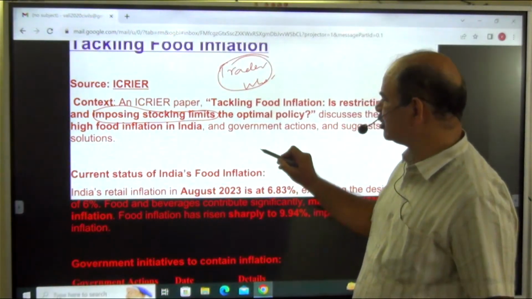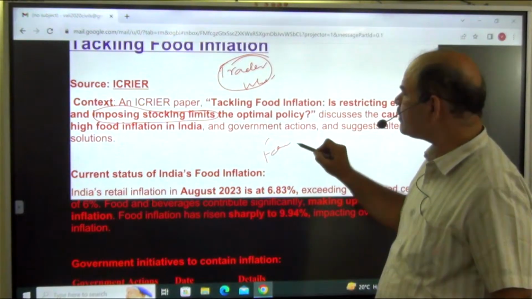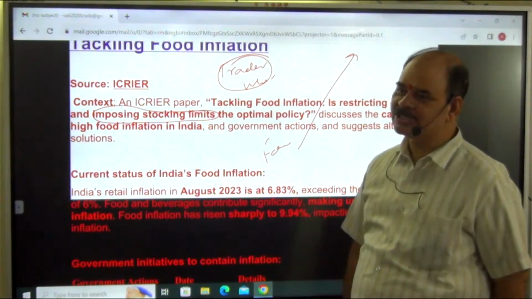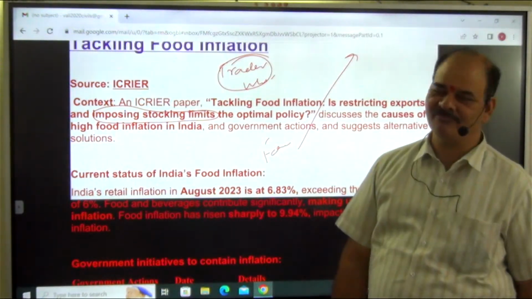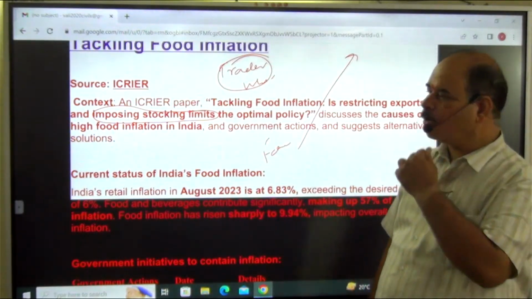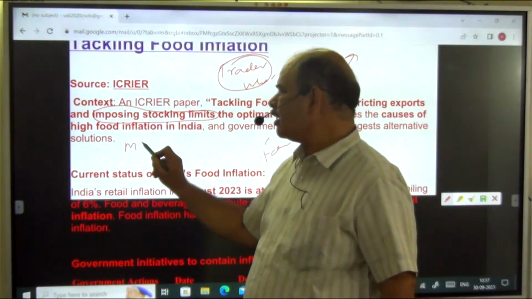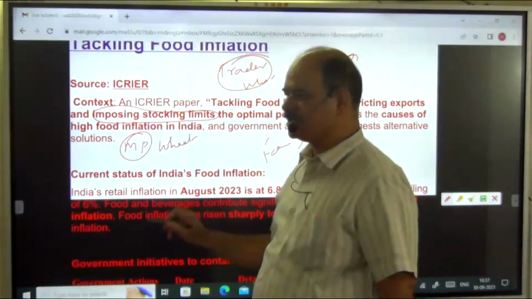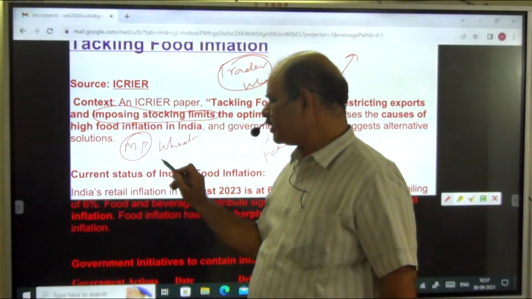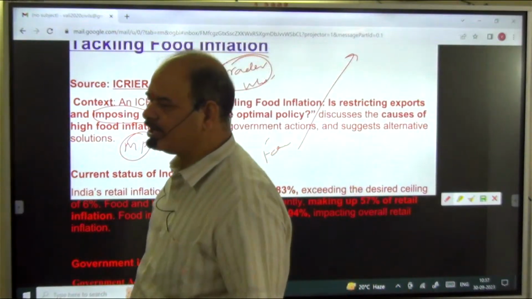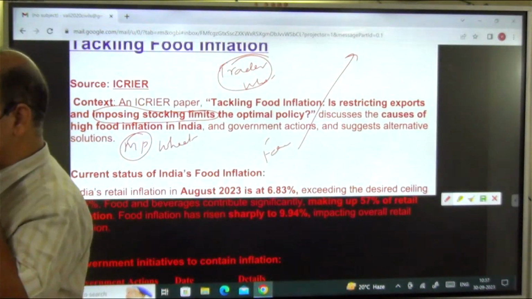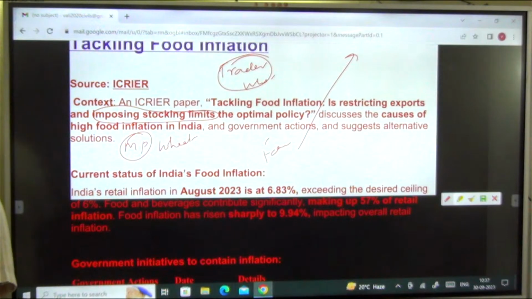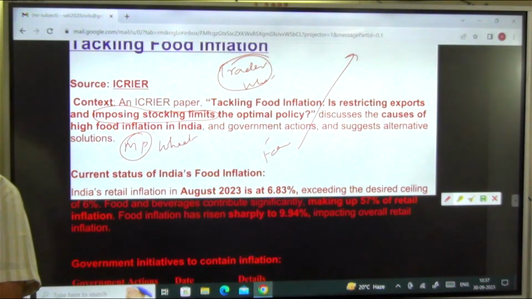I will purchase the goods from the farmers and I will disperse them to some other place where they are needed. Now take the example of Madhya Pradesh. Madhya Pradesh is known for wheat, very popular wheat varieties. Tell me three popular wheat varieties which we have discussed in the Indian geography class.